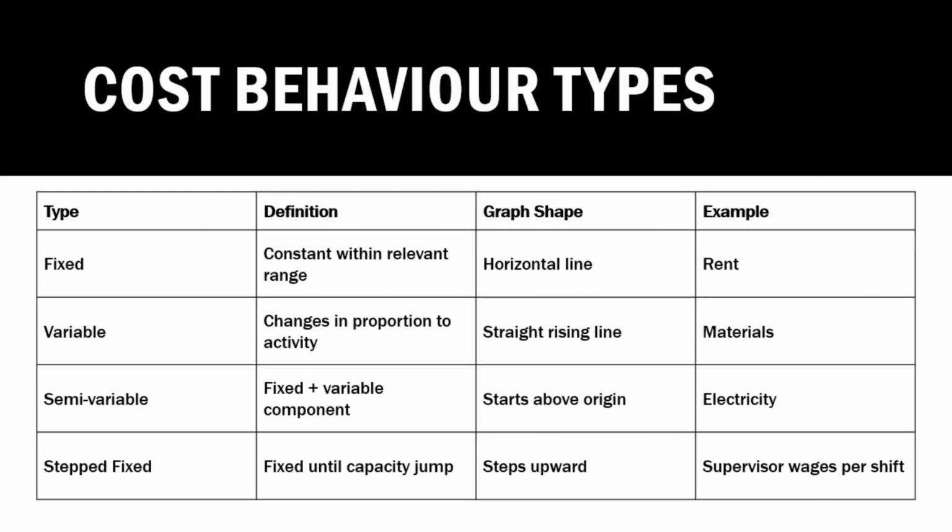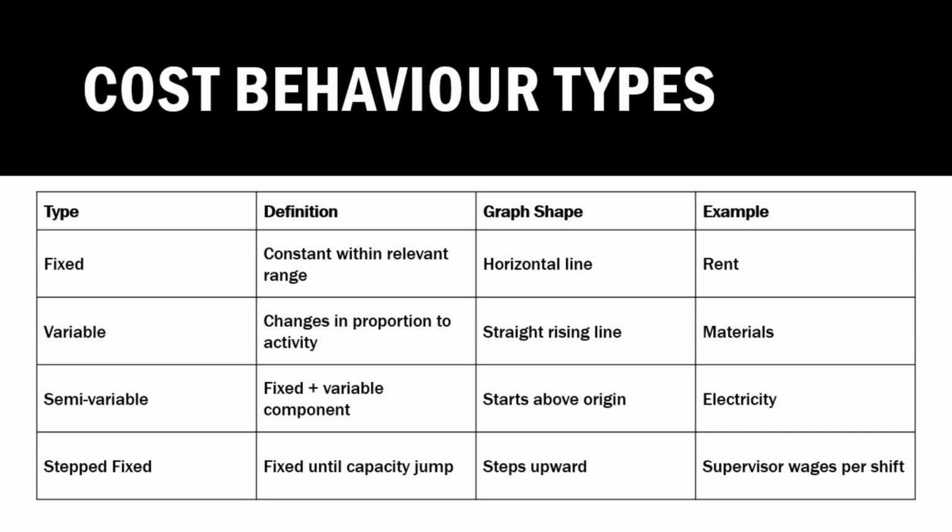Next, we move into cost behavior, how costs change when activity changes. This section lists 4 key behaviors. Fixed cost. A fixed cost stays constant in total within a relevant range. For example, rent. If you produce 1,000 units or 2,000 units, total rent for the month is the same.